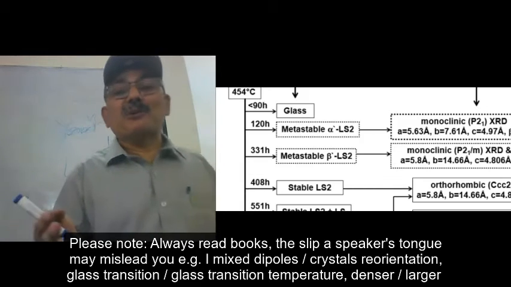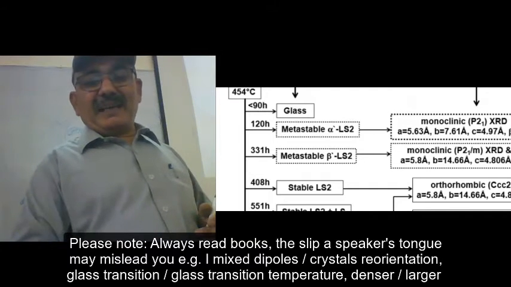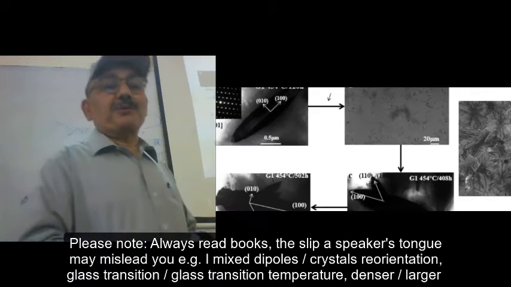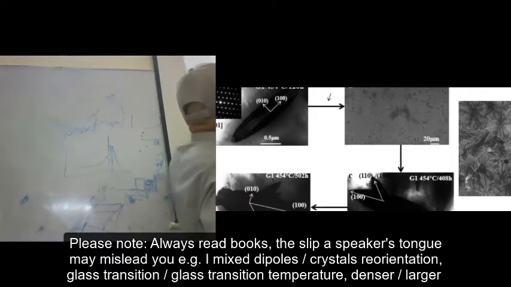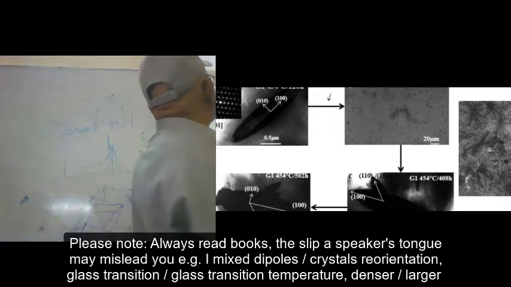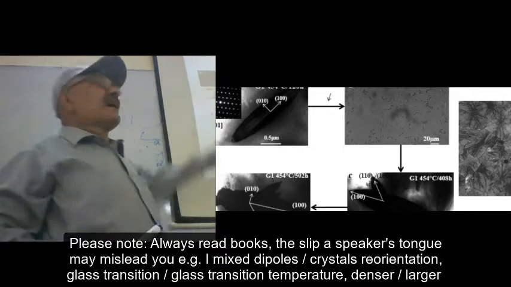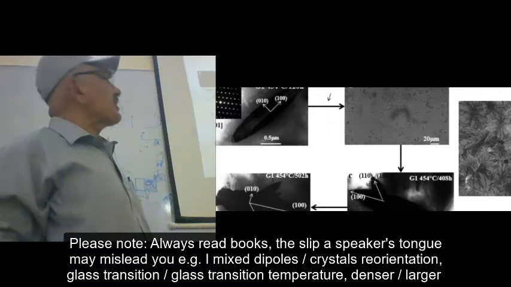But how does the crystal look? For that, I will have to take the help of microscopy. After 120 hours, the crystal appeared. This is the crystal. Do you see? That is the 100 axis, and the other one is the 010 axis.